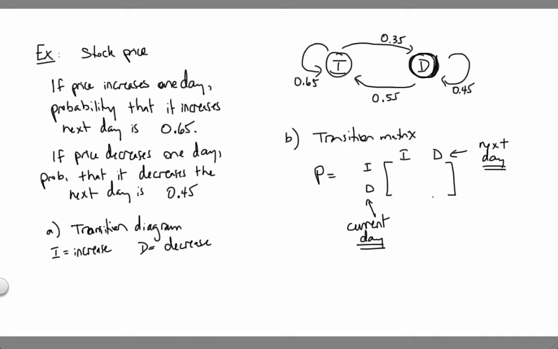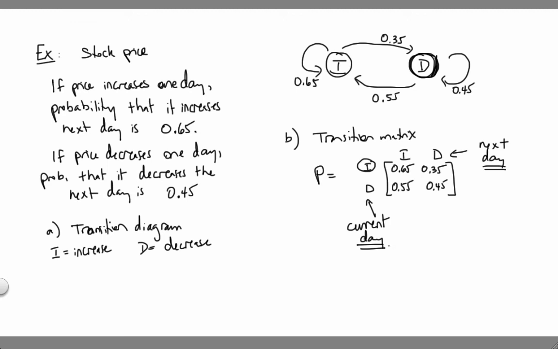So current day and next day, and let's fill in the numbers. This I here represents stocks that have increased today: 0.65 probability that they're going to increase tomorrow, 0.35 probability that they're going to decrease tomorrow. For stocks that have decreased today, 0.45 probability that they're going to decrease again tomorrow, 0.55 probability that they will increase tomorrow. So I'm just going to make that slightly easier to read. That's a 0.45. Okay, that's our transition matrix.